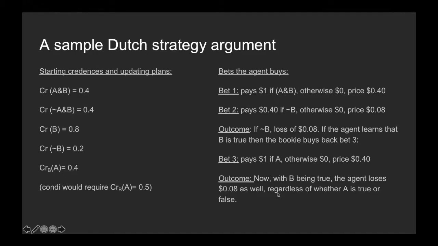And this is called a Dutch strategy because we have the bets happening at two different times. Whereas in a regular Dutch book, you just have all the bets happening at the same time. So yeah, the details aren't that important. It's just a general kind of strategy.